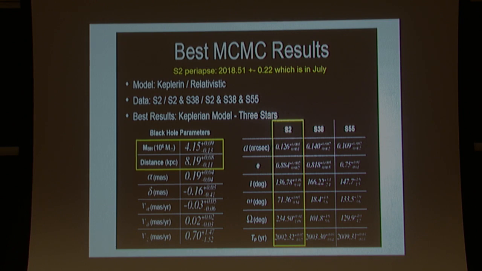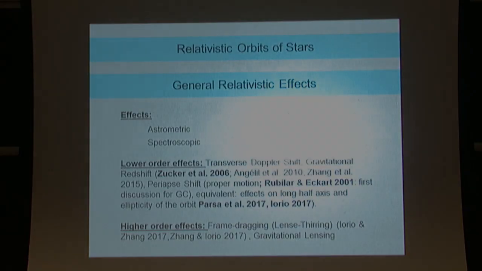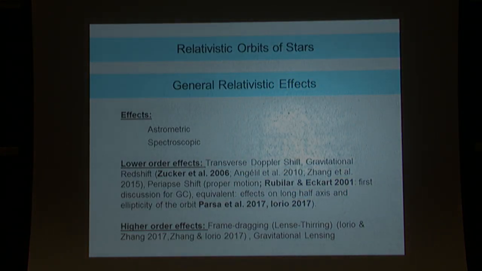The S2 periapse question we addressed as well. We find middle of the year, and that's how it goes. So the relativistic orbits of stars and general relativistic effects. So there's a few phenomena that have to be taken into account. There's basically the low order effects like redshift, that were addressed earlier, and then also effects on the long axis and on the ellipticity of the orbit that will change during the orbital phase.